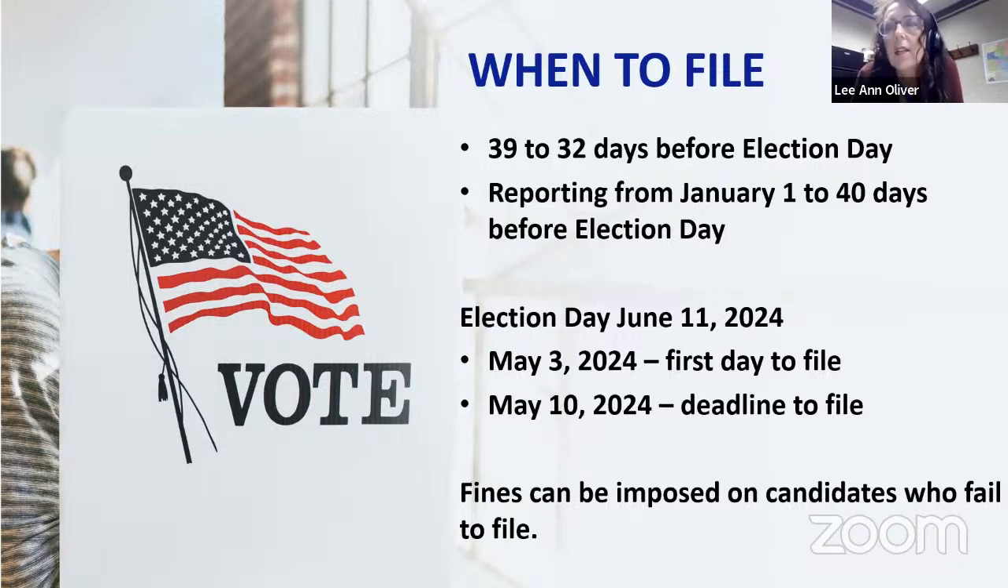The reporting from January 1st to 40 days before the election, again, is under the pre-primary report. And next year, election day is June 11th. So the first day that they can turn in their campaign finance papers with you is May 3rd, and the deadline to file is May 10th. If they miss that deadline, fines can be imposed on candidates who fail to file.